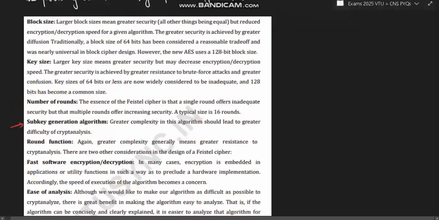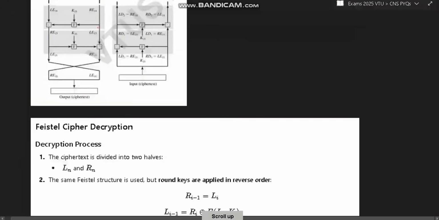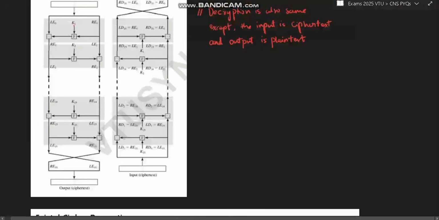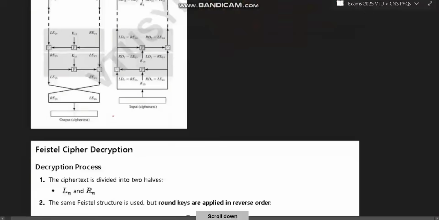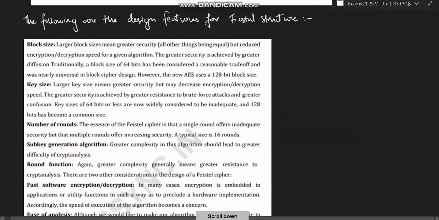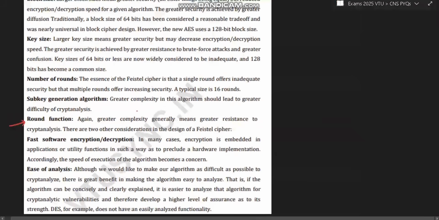Subkey generation algorithm: after each round we are getting a new key, right? K1, K2, K3. These are generated by the subkey algorithm, so that algorithm has to be defined. And we have the round function. Inside each round we have an F, right? That function should be defined so that it is not too complex, but even if it is complex, we should be able to understand and analyze it. So cryptanalysis should be possible, but not so easy that it could be analyzed by hackers also.